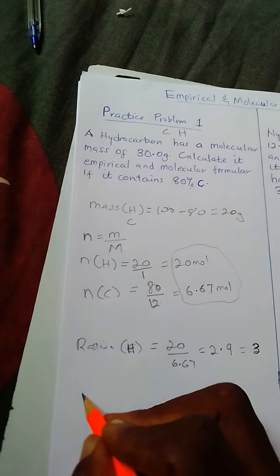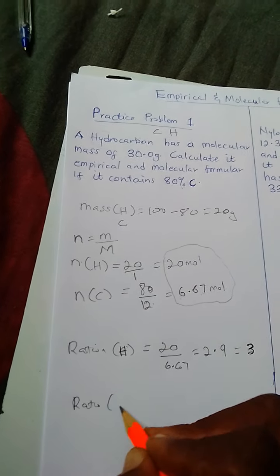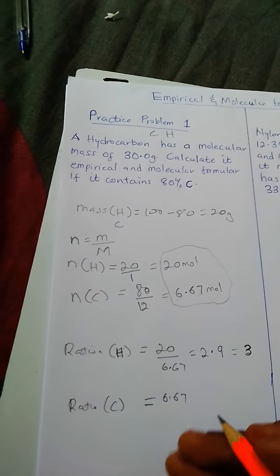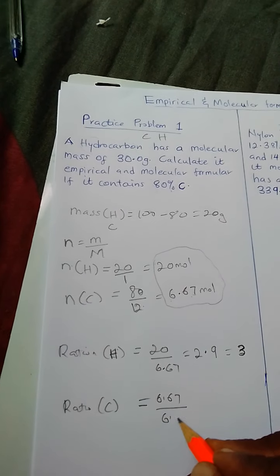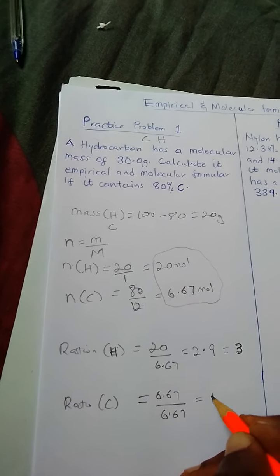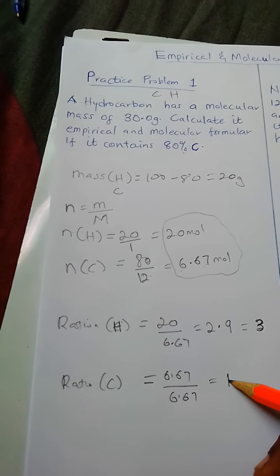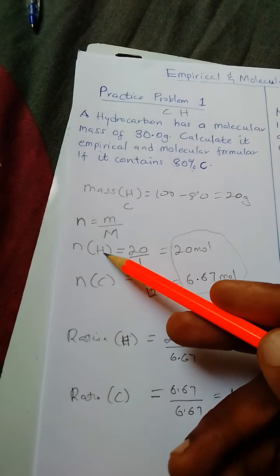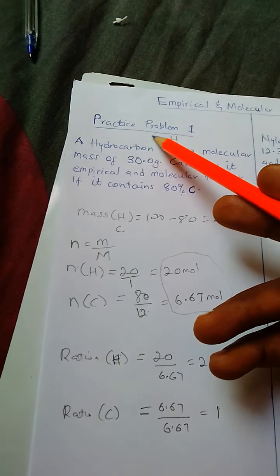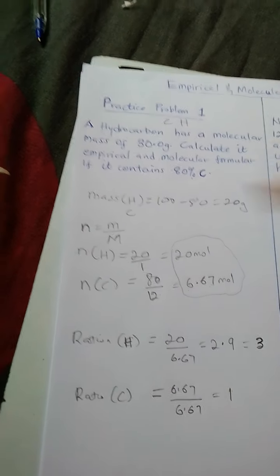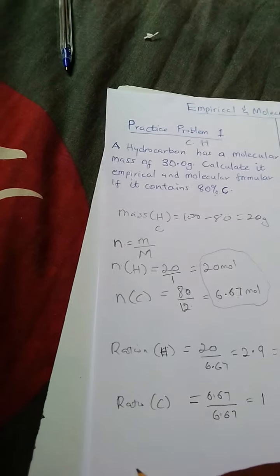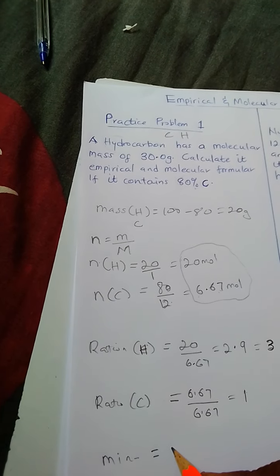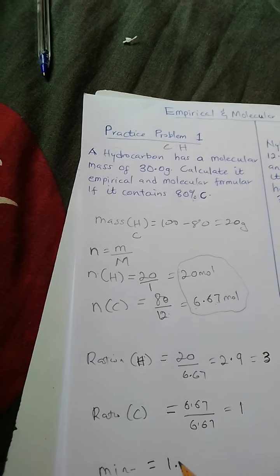Now, the ratio of the carbon is 6.67 divided by 6.67, which is 1. So this 1 and this 3 is the minimum ratio that these atoms, hydrogen and carbon, exist in the hydrocarbon. So the minimum ratio of carbon to hydrogen is 1 to 3.